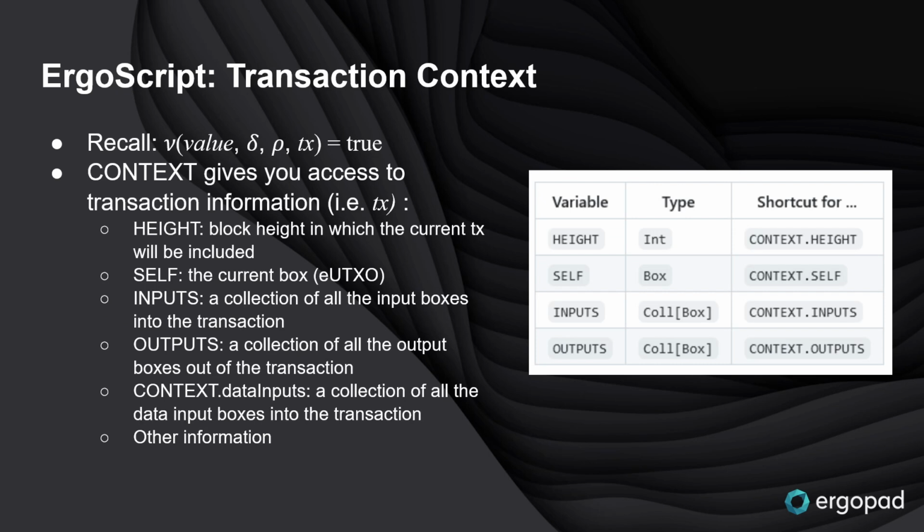So what is the transaction context? Like I mentioned previously, the validator function must evaluate to true. The context gives you access to the transaction information. So the height, the current box, you can reference yourself, the current box in which the contract you're writing will be in, the outputs, and then the data inputs. And there's a keyword called context, which lets you access all of these things. But since the height, the self, inputs and outputs are the most common, they're also given their own global variable.